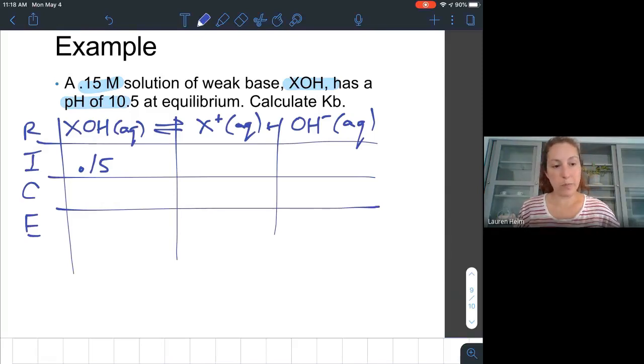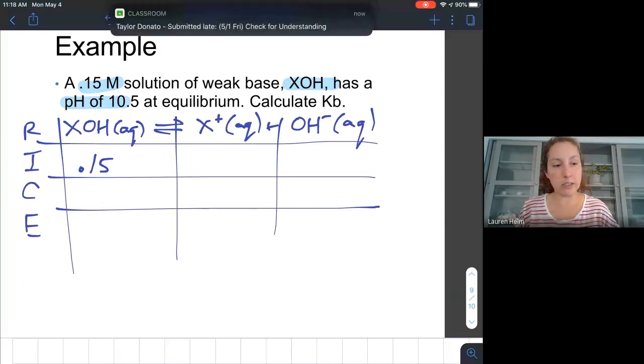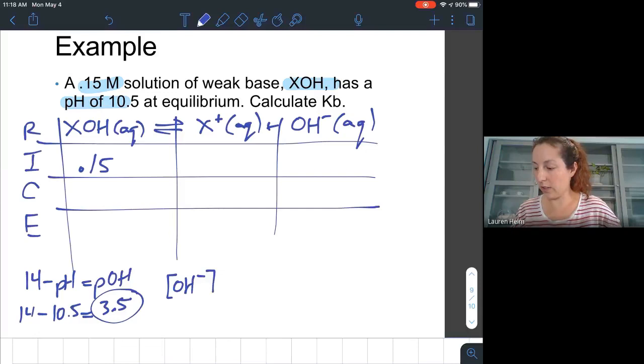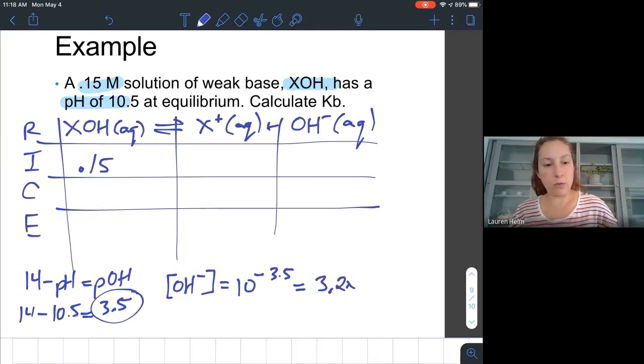Now, pH is the concentration of hydrogen. We need hydroxide, so we're going to do 14 minus the pH to get the pOH. So that's 14 minus 10.5 equals 3.5. Once we know the pOH, then the hydroxide ion concentration is equal to the inverse log, or antilog, of the pOH. So that's 10 to the negative pOH, which is 3.5. And we can solve for that and get 3.2 times 10 to the negative fourth.